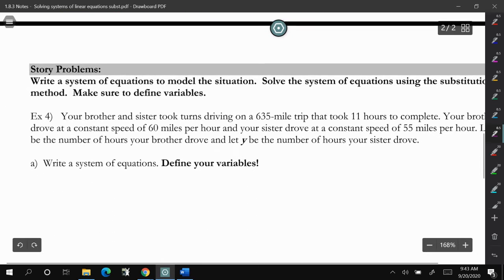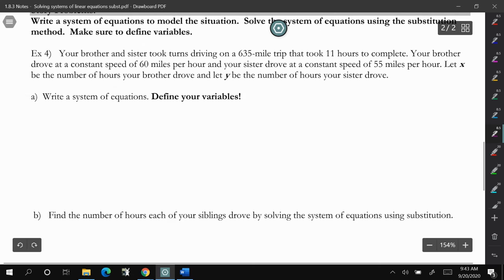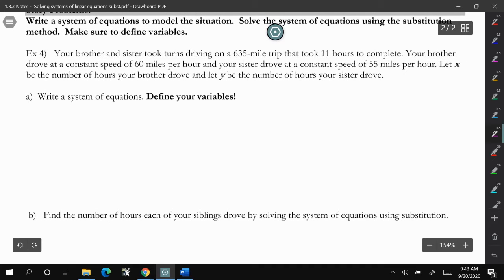Now, on the next page, we have story problems. So when we read these story problems, I'm going to highlight things and pick those things out for information and then write our equations from that. So it says, your brother and sister took turns driving on a 635-mile trip that took 11 hours. Your brother drove at a constant speed of 60 miles per hour, and your sister drove at a constant speed of 55 miles per hour. Let x be the number of hours your brother drove, and y be the number of hours your sister drove.